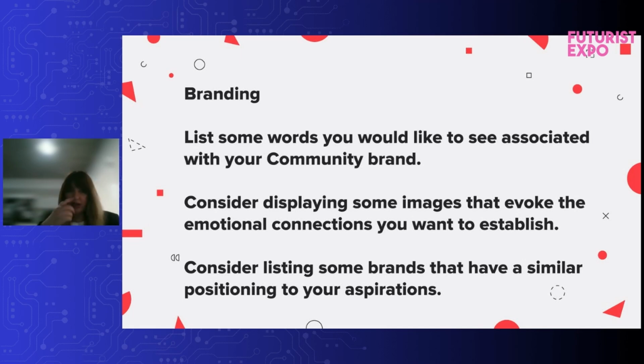When you list this type of words, you have to consider also that words come with images. So you have to consider displaying some images that evoke the emotional connections you want to establish with those members. And also, well, the importance of other brands to get inspiration. So not only the type of brand that you want to be, the aspirational, but also the type of brands that you want to avoid that type of positioning.